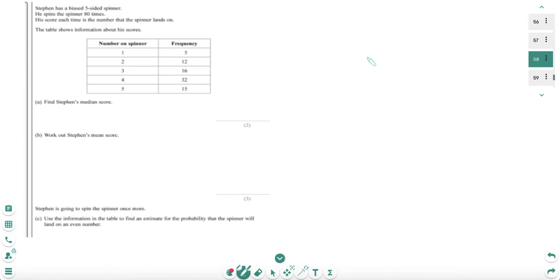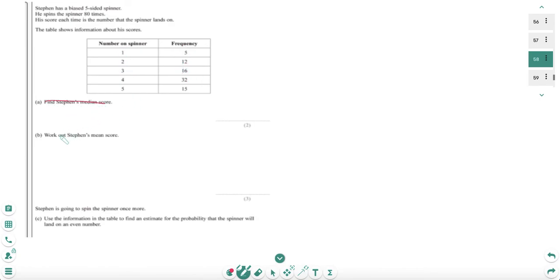Next question, guys. Stephen has a biased 5-sided spinner. He spins the spinner 80 times. His score each time is the number that the spinner lands on. The table shows information about his scores. So we basically always first understand the table. So he spins a 1 5 times, a 2 12 times, a 3 16 times, and so on.